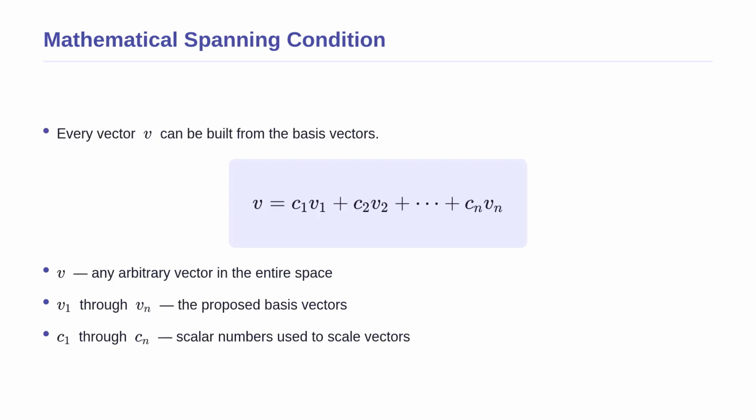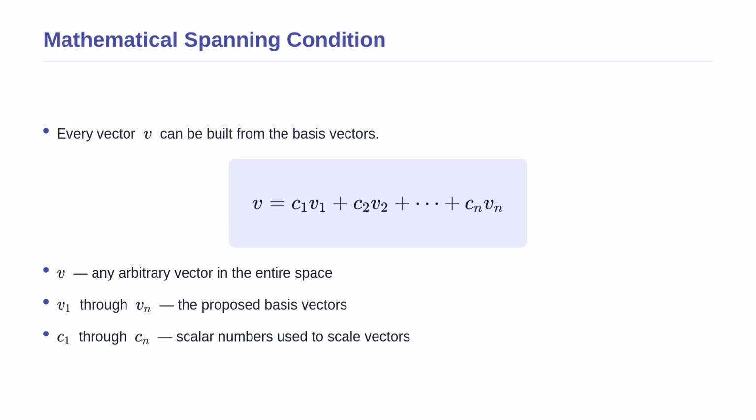Building on that intuition, let us look at how we express the spanning condition mathematically. The formula you see here is the mathematical guarantee that our set can reach everywhere. Conceptually, it says that no matter which destination you choose, you can get there using your basic directions. In this equation, the symbol v represents any arbitrary vector you might pick in our entire space. The symbols v1 through vn represent the specific vectors that make up our proposed basis set.